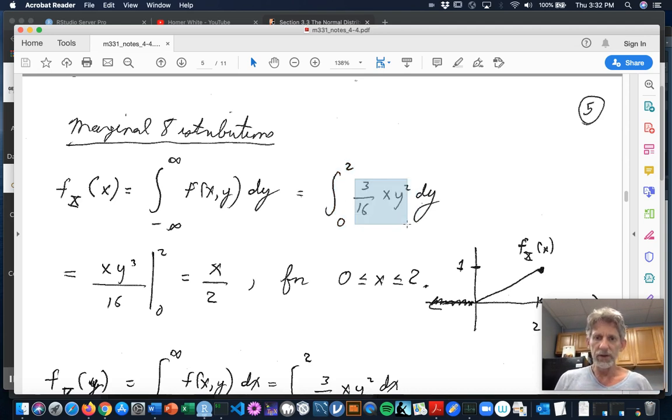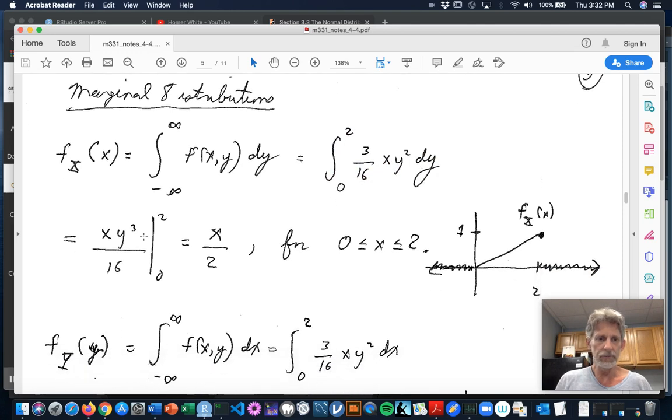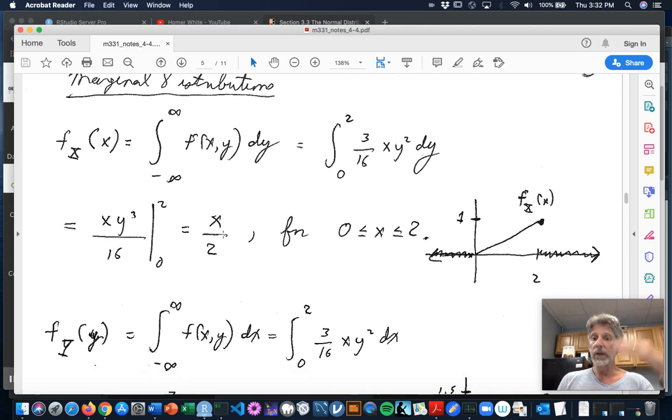And the formula for the density was this. So we just needed to do this little integral right here, which ain't hard. Turns out to be x over 2. And that's for all the x's in the support of the bivariate random variable, so the x can go from 0 to 2.